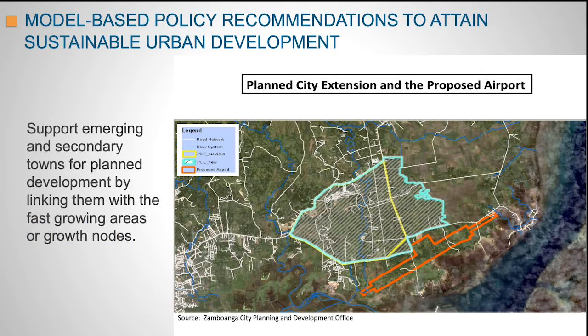Support emerging and secondary towns for planned development by linking them with the fast-growing areas or growth nodes. Because development does not occur evenly across a spatial region, government needs to back up secondary cities and emerging municipalities. This can be done by facilitating the cluster development of regional capital cities, highly urbanized cities, or rapidly urbanizing areas, with these emerging towns as the next planned growth areas.